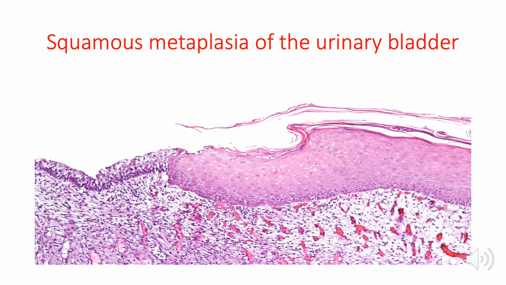This is the picture of squamous metaplasia of the urinary bladder. On the left portion of the tissue, you can still find the normal transitional epithelium. But on the right side of the photo, it's very clear that the transitional epithelium is now replaced by stratified squamous epithelium.